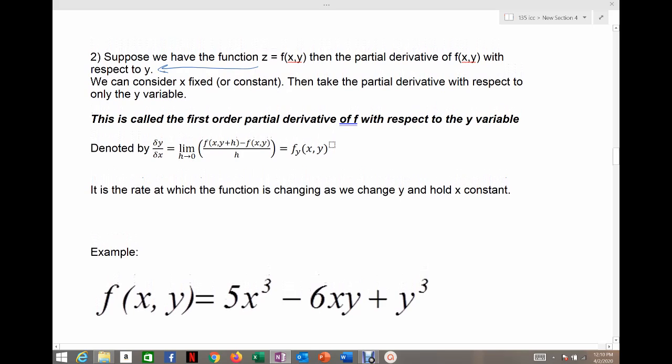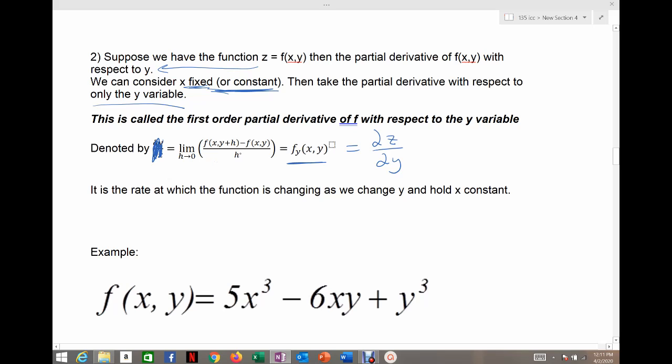So y is the variable that's changing. Therefore, x is not. It's fixed, or like I said, considered constant. So we take the derivative with respect to only the y variable. What's happening in terms of the derivative notation is it's not the change in y over the change in x. Oops, can't erase that. I'm going to rewrite it over here. So it is supposed to be the change in z over the change in y. It's the change in my function with respect to the change in my y variable, f sub y.